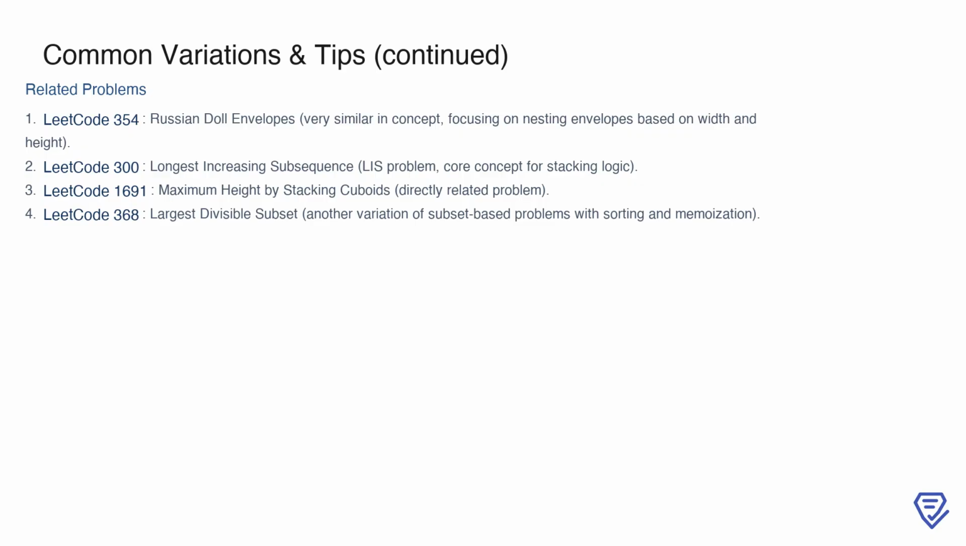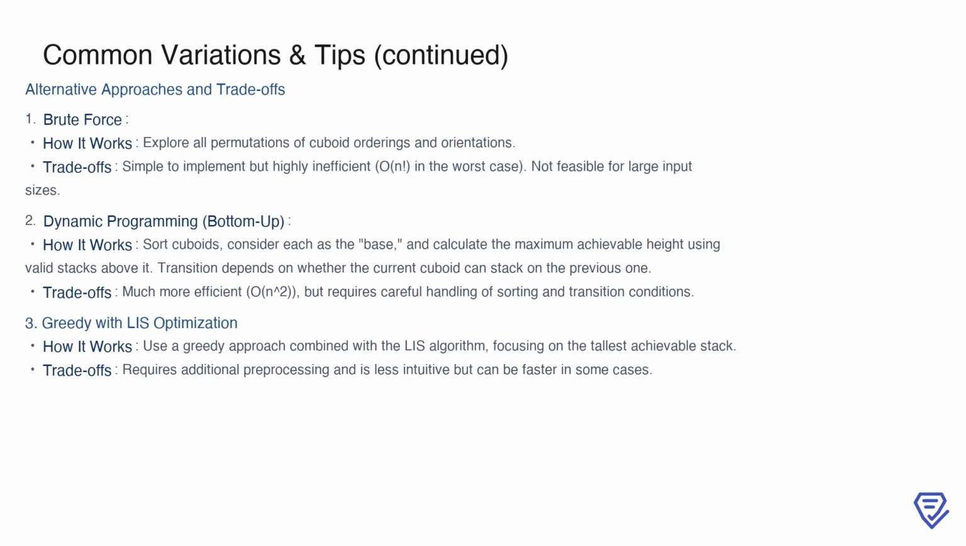Lastly, LeetCode 368, Largest Divisible Subset, is another problem that involves sorting and memoization techniques, showing how these principles apply across a variety of subset-based problems. Exploring these related problems can deepen your understanding of the techniques involved and improve your ability to identify similar patterns in different contexts. There are also alternative approaches to solving the problem, each with its own trade-offs.